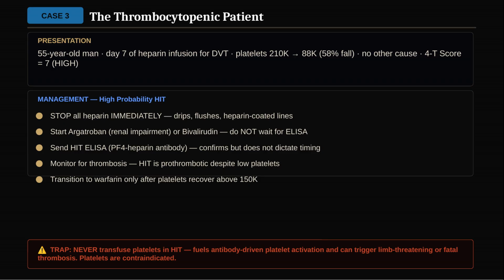Start argatroban. This patient has mild renal impairment, so argatroban is preferred over bivalirudin. Send ELISA for heparin-PF4 antibody, but do not wait for the result. The trap: platelet transfusion is contraindicated. Transfusing platelets gives fuel to the antibody-activated platelet response and can trigger limb-threatening or life-threatening thrombosis.